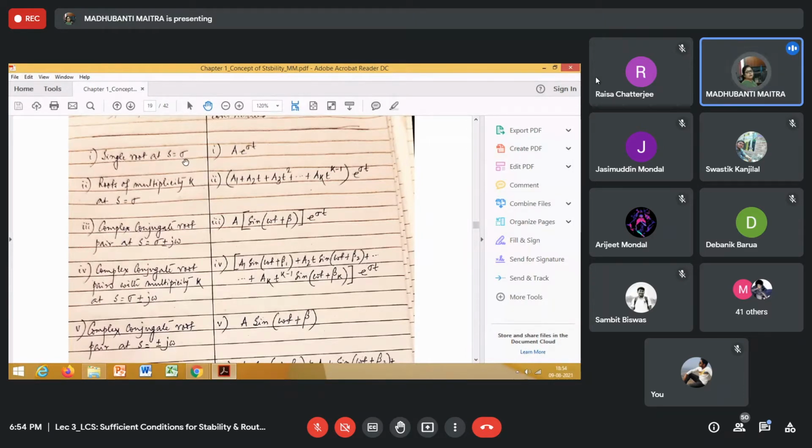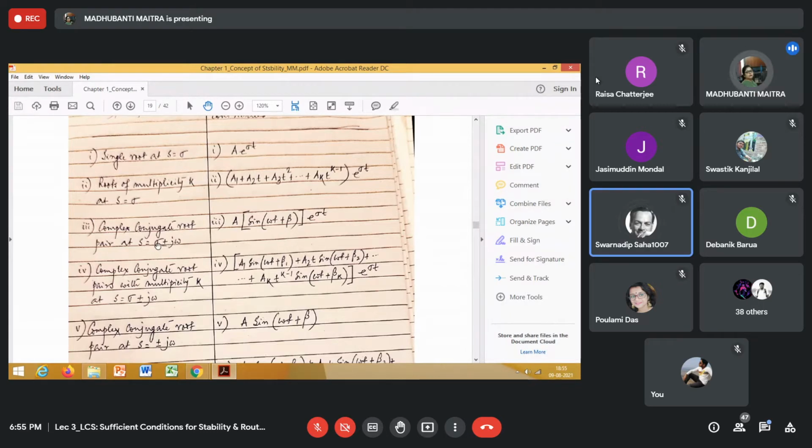The S plane actually consists of two halves. One is the right half of the S plane, the other is the left half, and the imaginary axis separates these two halves. I guess you know this. So if sigma is positive, that means the associated roots will be lying in the right half of the S plane. Do you agree?